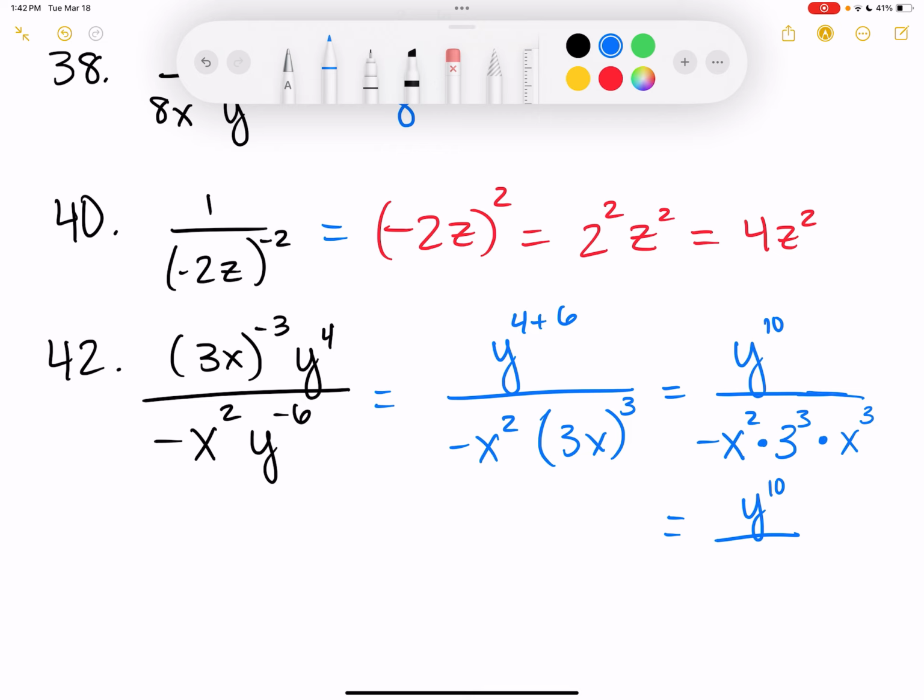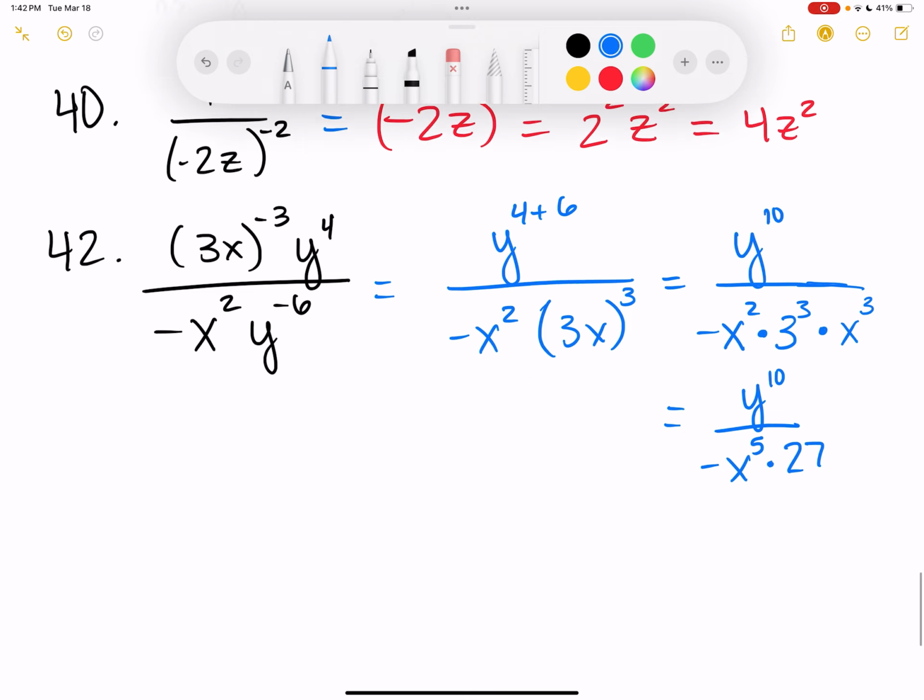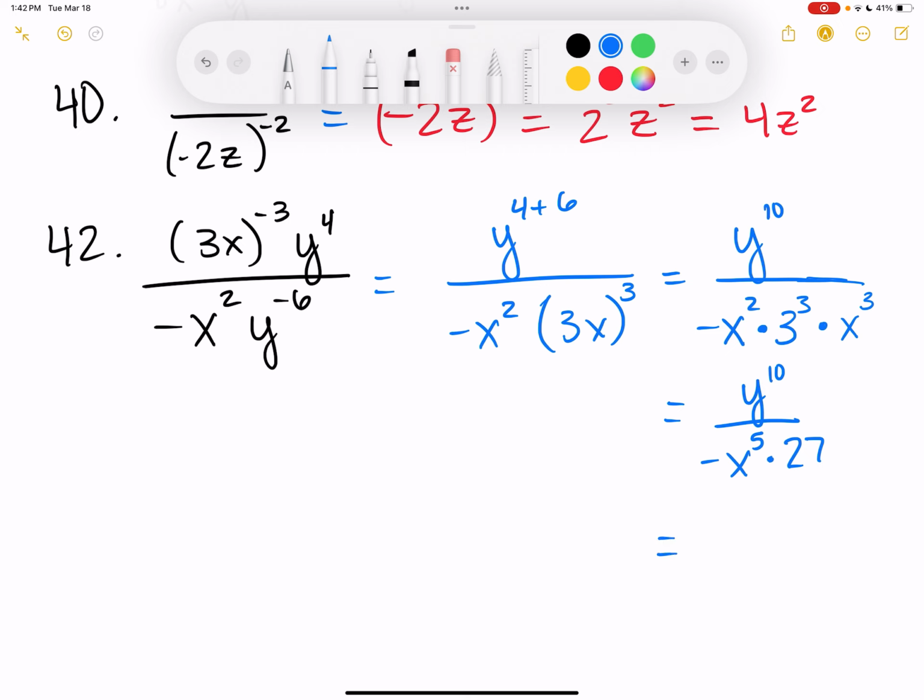What happens when we multiply? Yes, we add their exponents. So what does that give me? X to the fifth. So this is negative x to the fifth, and then times 27. And we like our numbers to be in front. So this would be y to the 10th over negative 27 x to the fifth.